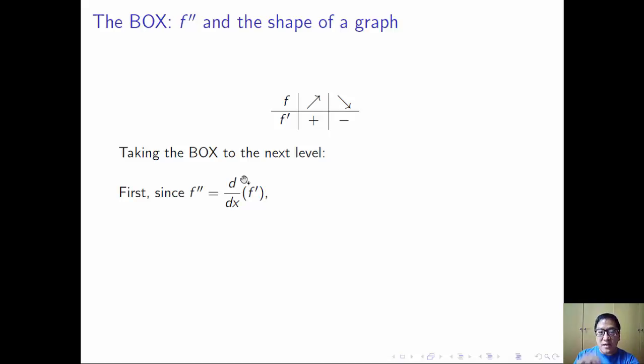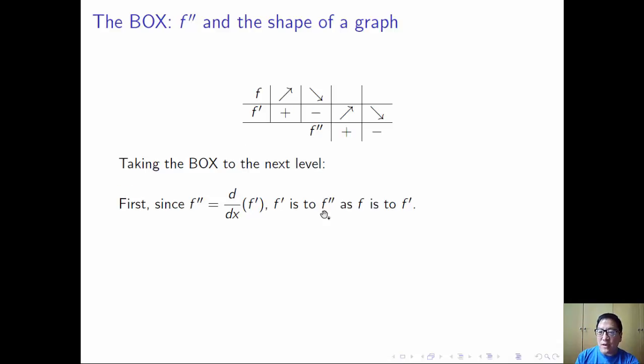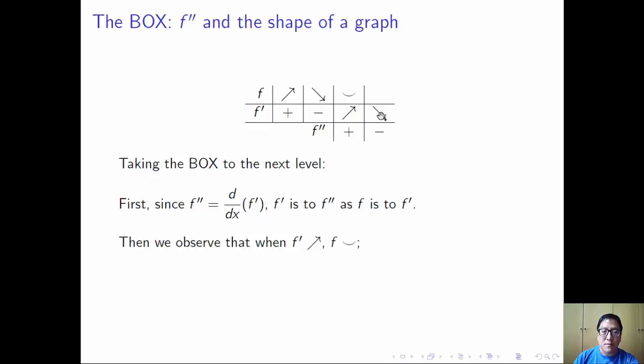So the first thing to notice is that since f double prime is the derivative of f prime, that means that f prime is to f double prime as f is to f prime. So what we have in this box up here, we can copy over to these boxes over here. So when f double prime is positive, f prime is increasing. And when f double prime is negative, then f prime is decreasing.